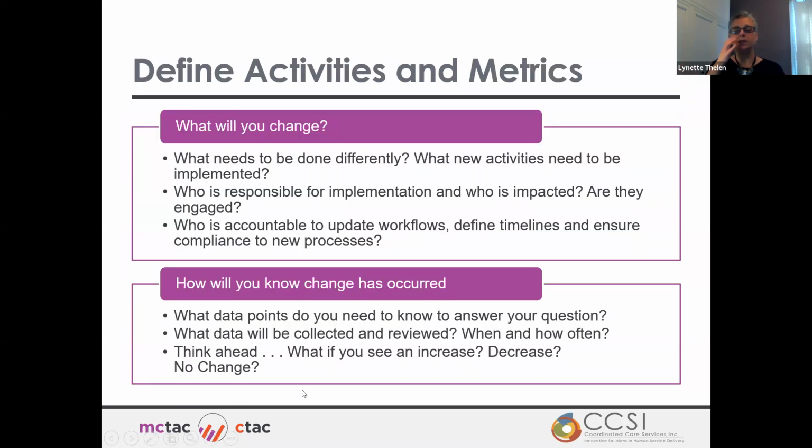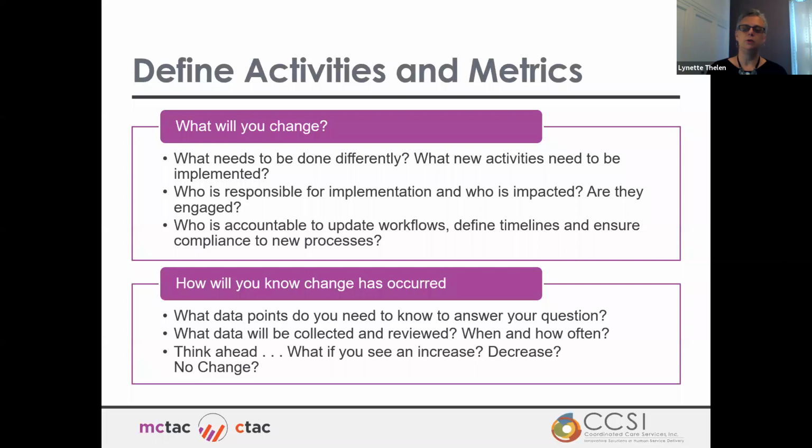Once you've set that stage in your planning, you really want to get specific about what you're going to do and how you're going to measure it. And defining your activities is really outlining exactly what's going to change. And this is where you get very specific. So what needs to be done differently? What new activities need to be implemented?